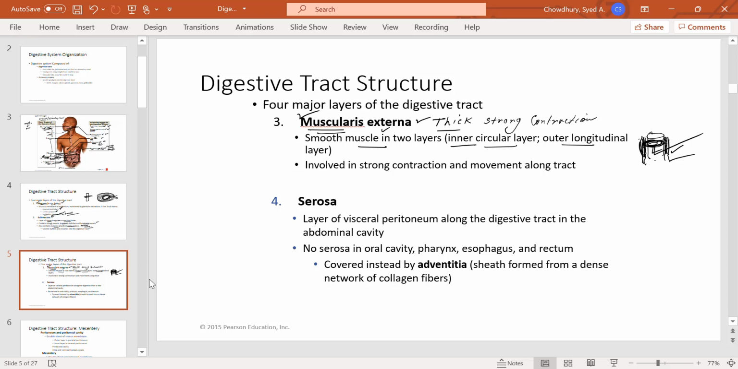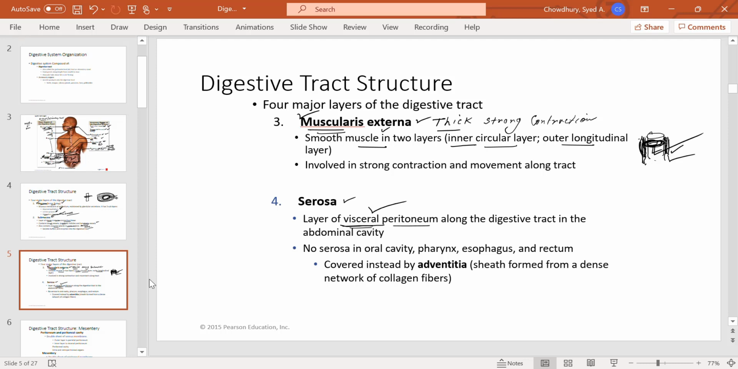Okay, and then the outermost layer is the serosa. It is mainly to protect the GI tract, the outermost covering. Okay, and it is actually a layer of the peritoneum. Which layer? The visceral layer of peritoneum. Peritoneum has two layers in it, and the inner layer is the visceral and outer is the parietal. We'll talk about that soon.